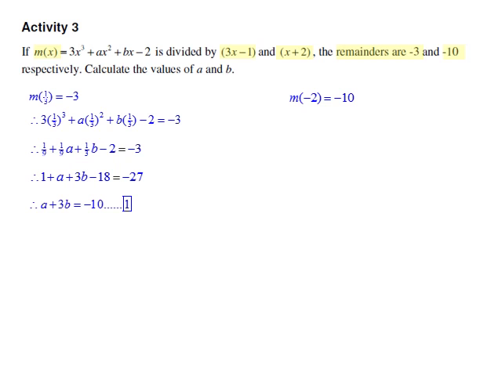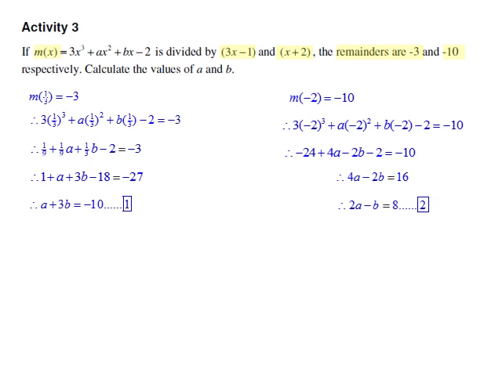If we calculate m(-2) and equate that to minus 10 and simplify, we get that 4a minus 2b is equal to 16. Now we see that we can divide right through by 2 to give me equation 2, which is 2a minus b equals 8. So we have two equations that we can solve simultaneously. I'm going to use the elimination method. We'll write equation 1 down first, and then take equation 2 and multiply it by 3 and write that below equation 1. That will give me 6a minus 3b equals 24.